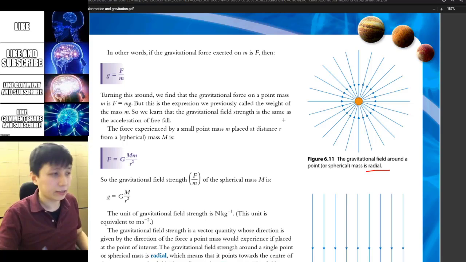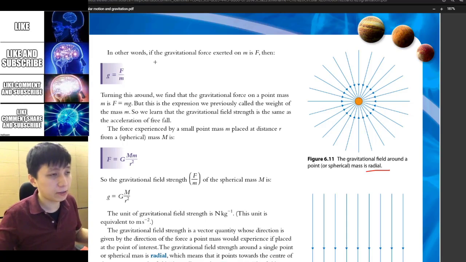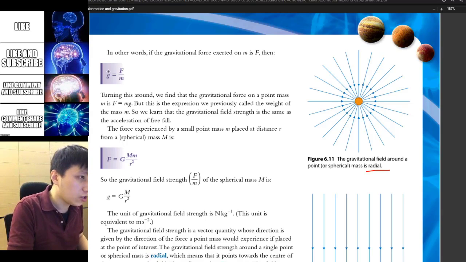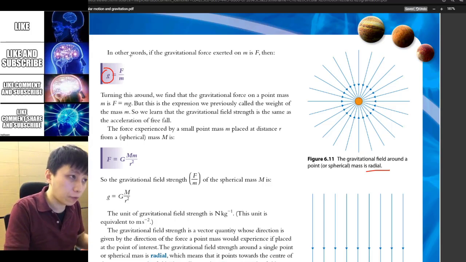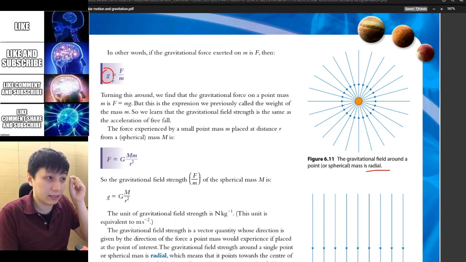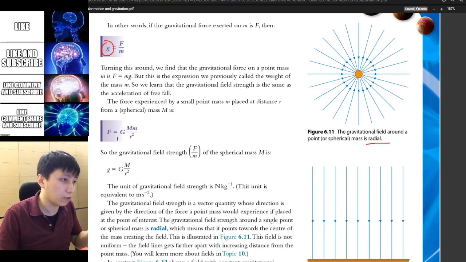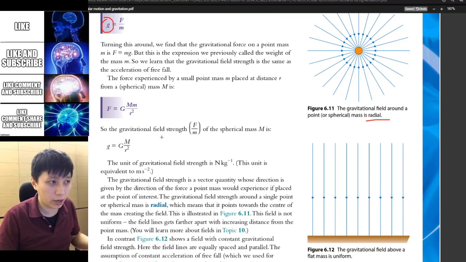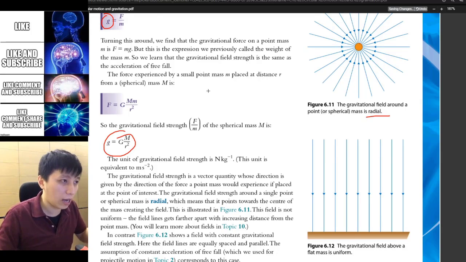Okay, another concept done. So finally, we can go straight to the formula. The formula is very simple, and actually I mentioned already, g is the gravitational field strength, and that is force per mass. This is the definition. And by applying the gravitational force, which is F equals G M m, or m1 m2 over r squared, into it, you can obtain this equation.